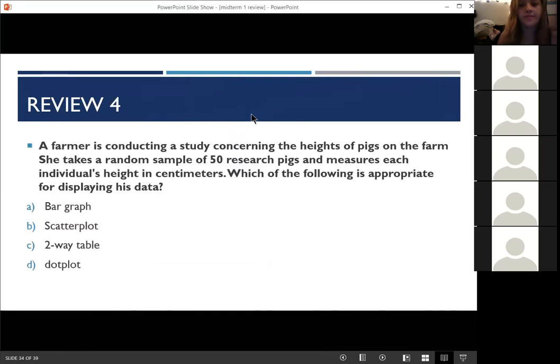All right. Okay, so a farmer is conducting a study concerning the heights of pigs on the farm. She takes a random sample of 50 research pigs and measures each individual's height in centimeters. Which of the following is an appropriate graph to display this data? So I'm going to read through these, and let me know what you think, and we'll go over it.